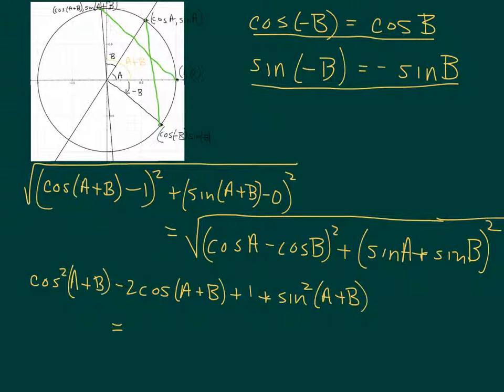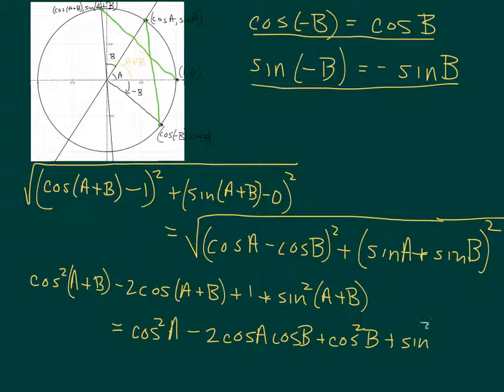And that will be equal to, again, simplifying the right-hand side of that previous step, we would end up with cosine squared A minus 2 cosine A cosine B plus cosine squared B plus sine squared A plus 2 sine A sine B plus sine squared B.